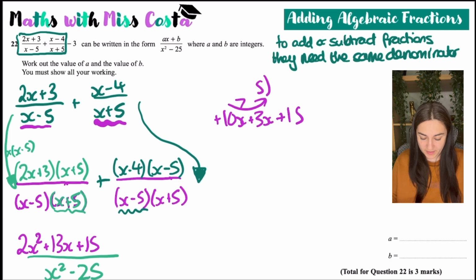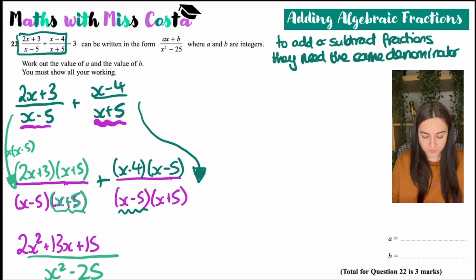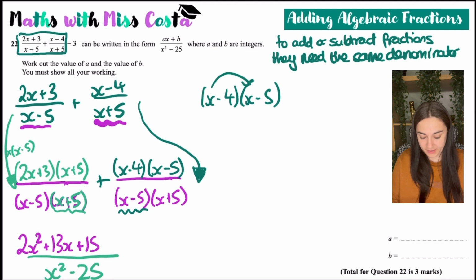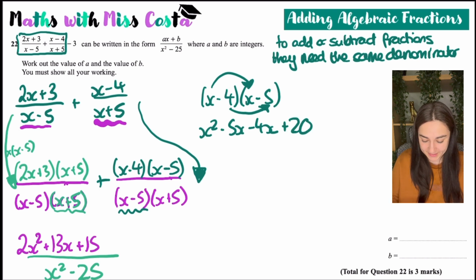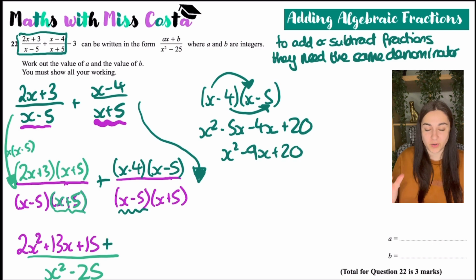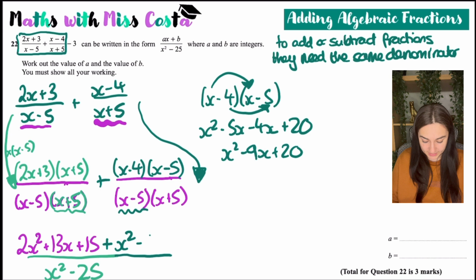And now let's multiply the last numerator. So I've got (x take 4) multiplied by (x take 5). That would become x squared minus 5x minus 4x, and then don't be fooled, don't forget about the signs, plus 20. So minus 5 minus 4 is minus 9x, and then you add 20. So we can write that all on top as one long numerator because both my fractions have the same denominator. So that would give me x squared minus 9x plus 20.